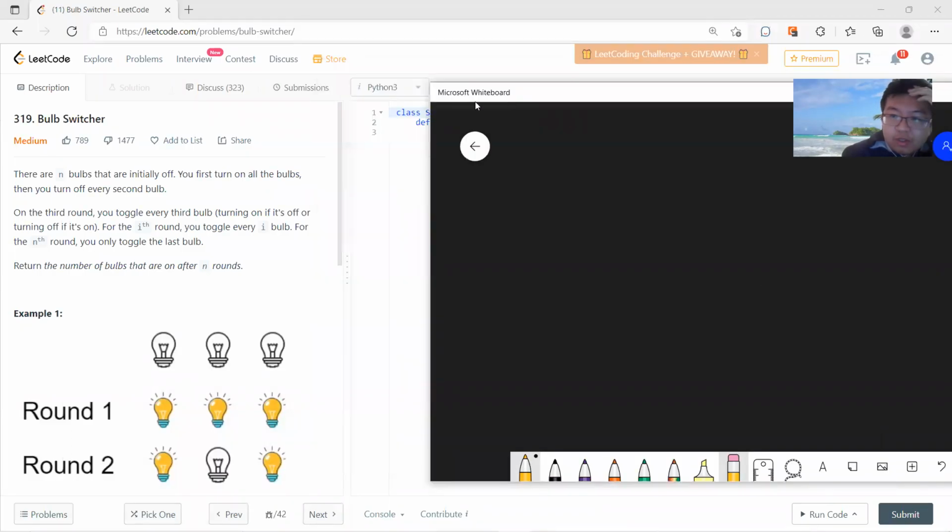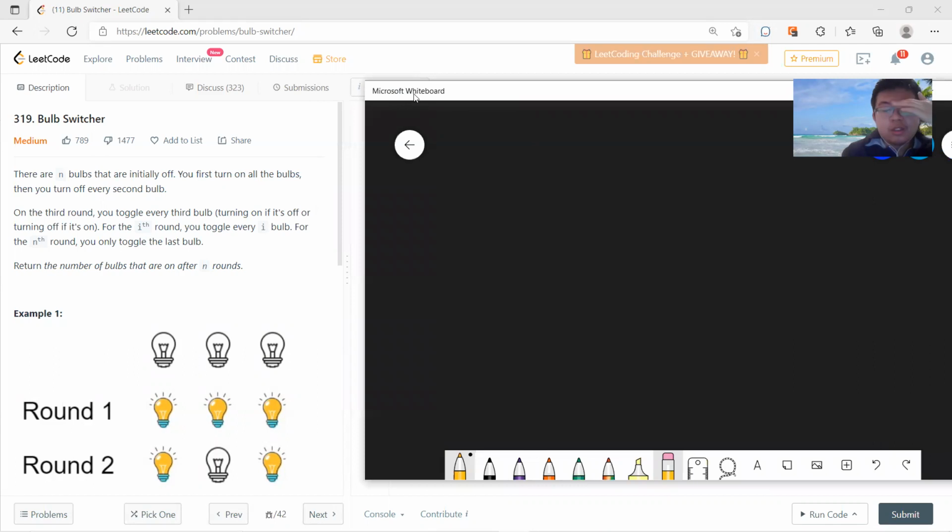Hey, so let's solve this old school problem. I think this problem is showing the TED. Yeah, so the brain teaser problem is not related to coding, but it's the bulb switcher. Okay, so there are n bulbs, and initially they are all off, right?